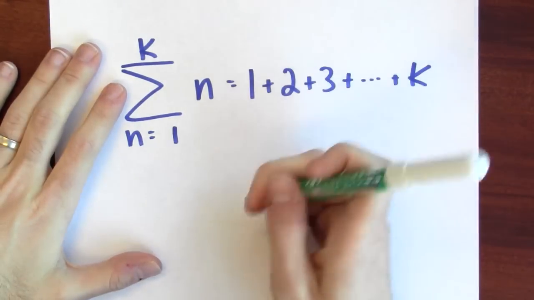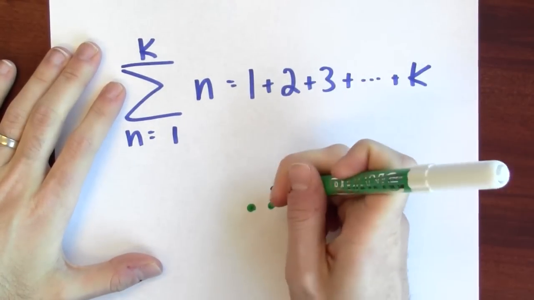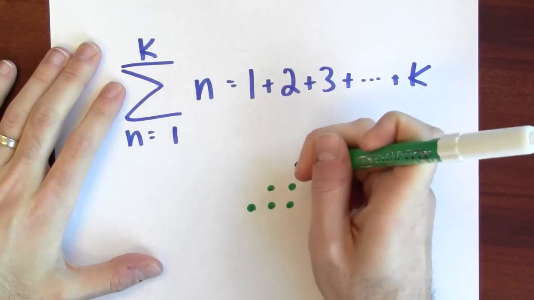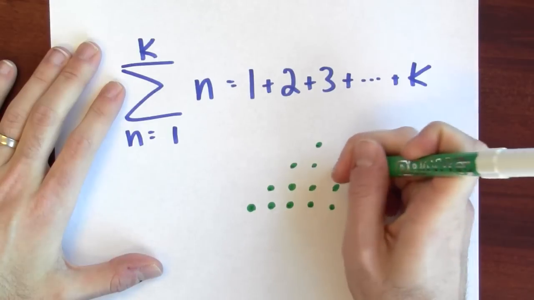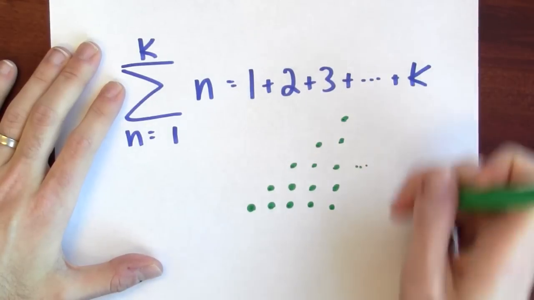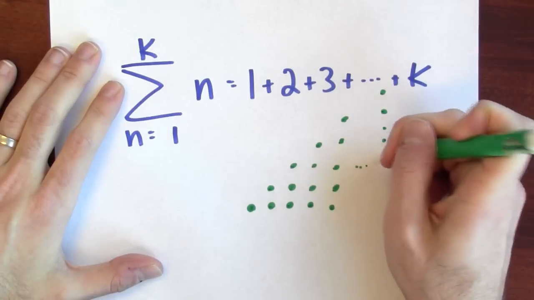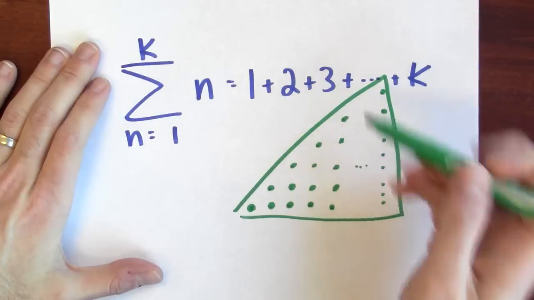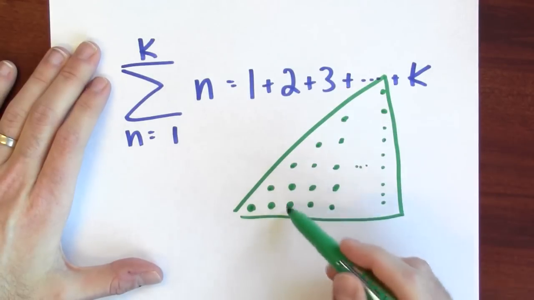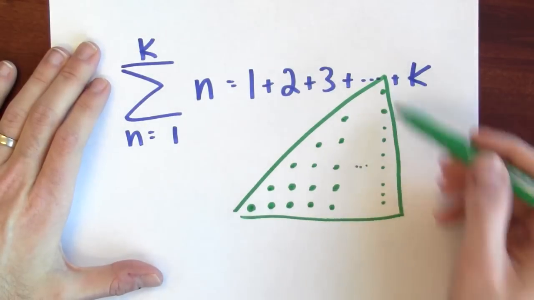Let me draw a picture. So 1 dot, 2 dots, 3 dots, 4 dots, 5 dots. And then I'll keep on going until I get to k dots. You know, and this picture here is a triangle, right? So this sum is counting the number of dots in a triangle.